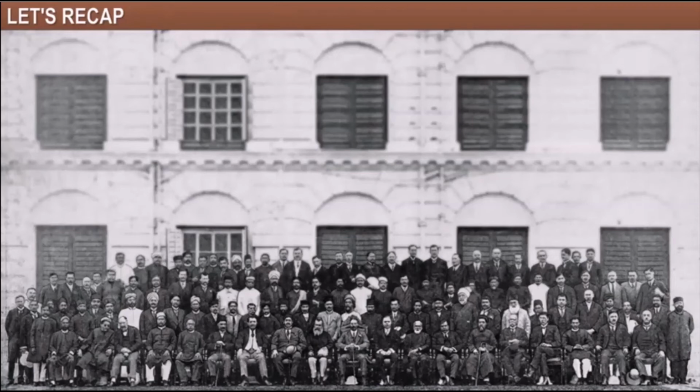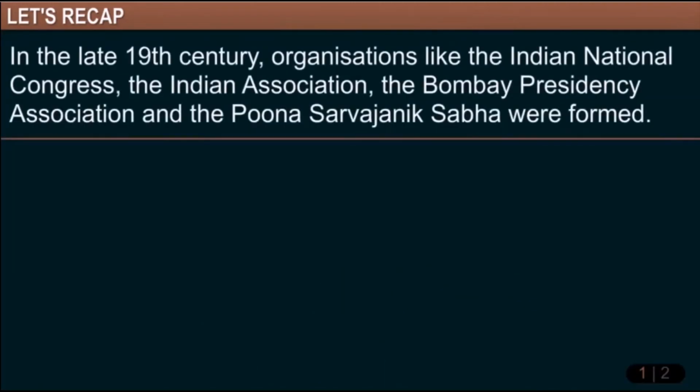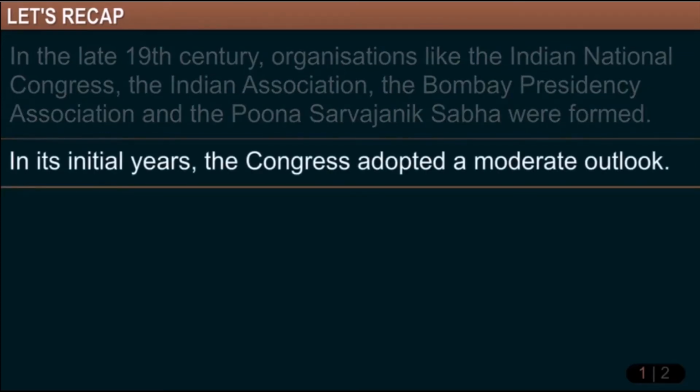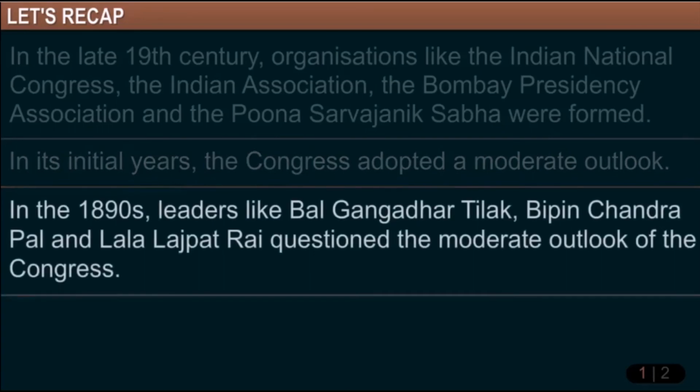In this module, you learnt that in the late 19th century, organizations like the Indian National Congress, the Indian Association, the Bombay Presidency Association, and the Pune Sarvajanik Sabha were formed. In its initial years, the Congress adopted a moderate outlook. In the 1890s, leaders like Bal Gangadhar Tilak, Bipin Chandra Pal, and Lala Lajpat Rai questioned the moderate outlook of the Congress.